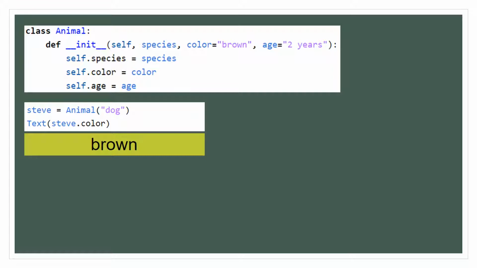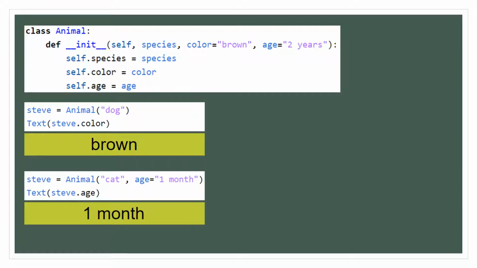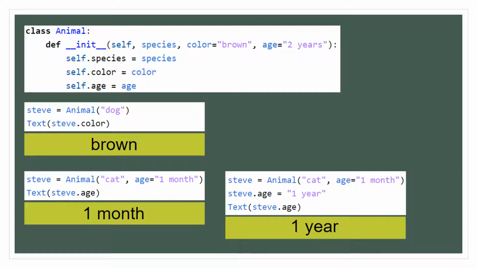Maybe instead we want Steve to be a 1-month-old cat. We would call it like so. Lastly, as you saw with the heart object, we can change Steve's attributes as shown here, where we can change his age from 1 month to 1 year.